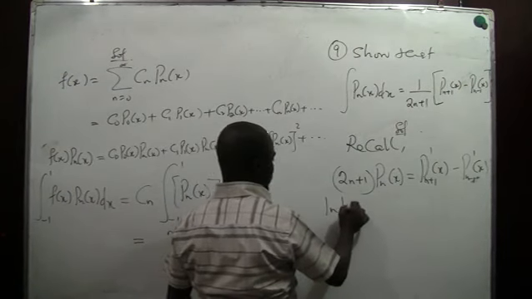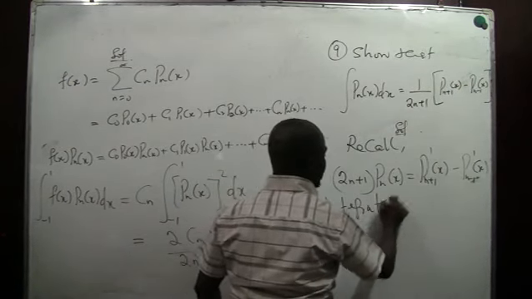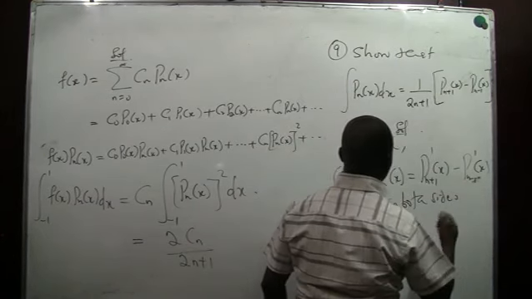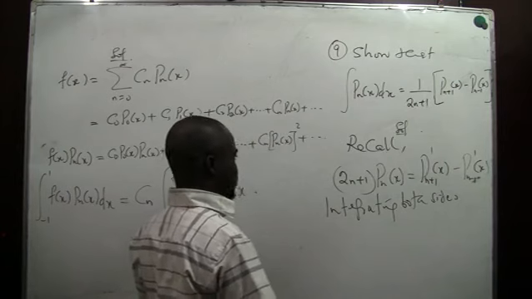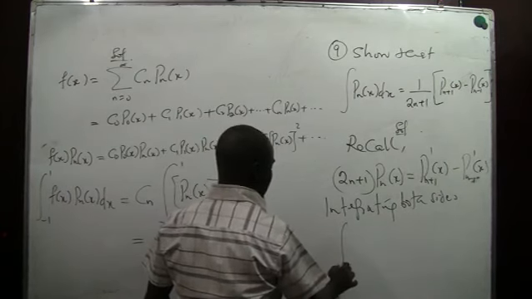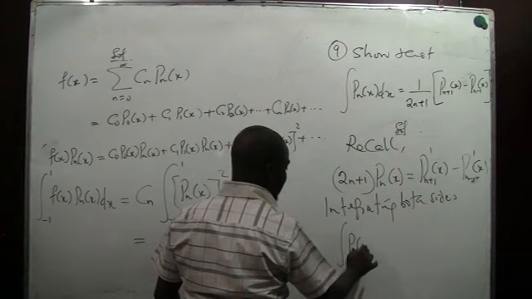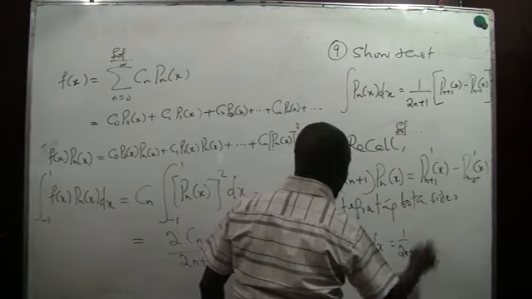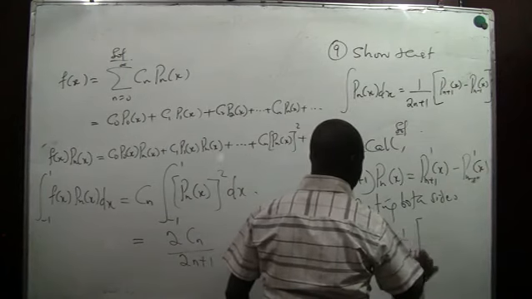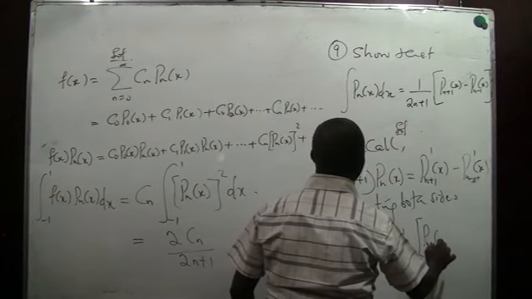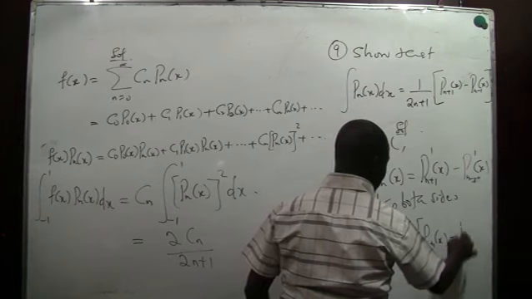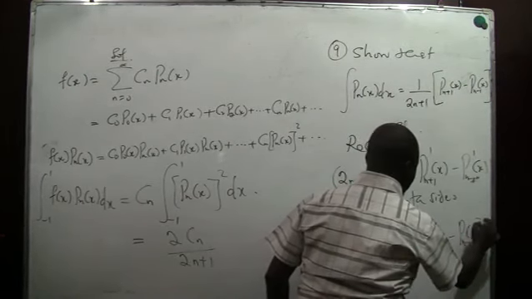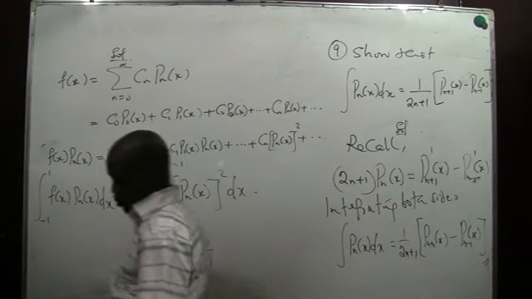This question is too simple. Integrating both sides, the result follows. That will give us the integral of Pn(x) dx equals 1 divided by 2n+1. The integral of the first one will give us P(n+1)(x), and the integral of the second one will give us P(n-1)(x). That is the result. It is established.